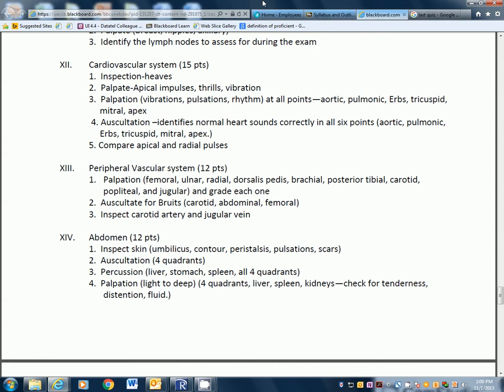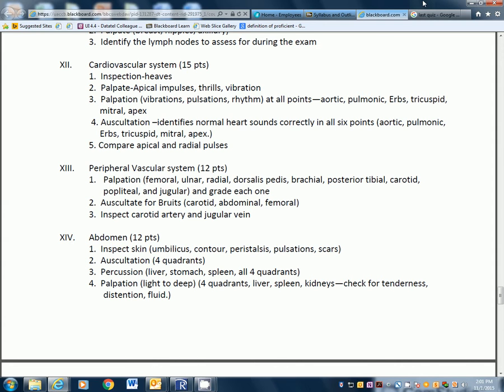So we'll go over a chapter. With this one, first you're going to do palpation of all of your pulses. So you're going to be doing the femoral, the ulnar, the radial, the dorsalis pedis, the brachial, the posterior tibial, the carotid, the popliteal, and you won't have to do the jugular and grade them. So leave the jugular off. You'll be doing the femoral through the popliteal.